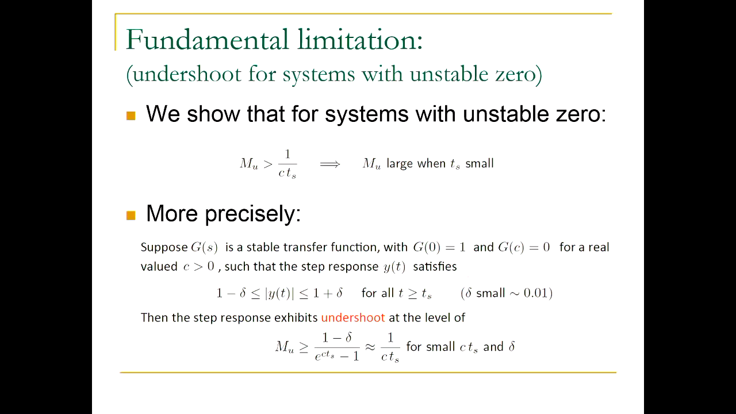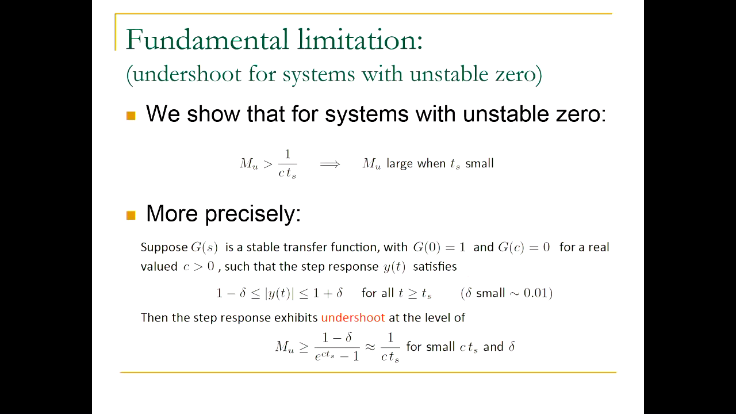Now, what does this mean, G(C) is 0? Well, C is a zero of the system. Why do we call zeros zeros? When we evaluate the transfer function at that point, we get that the value of the transfer function is equal to 0. So this is basically saying that C is a zero of your system. We assume that C is real valued and positive. This now means that the zero is unstable. So it's a real unstable zero that we are dealing with.